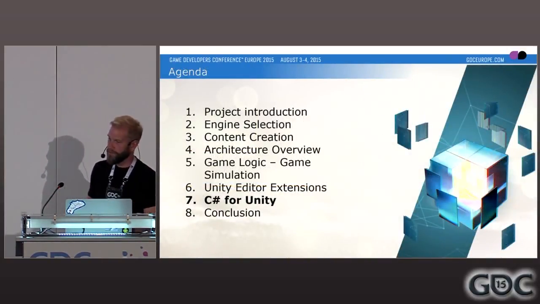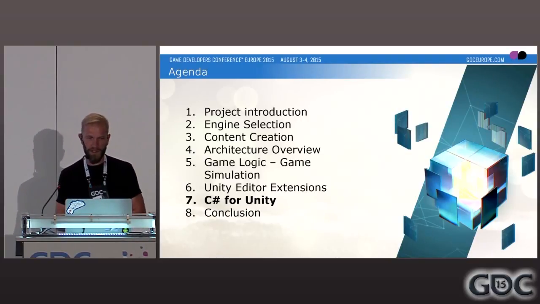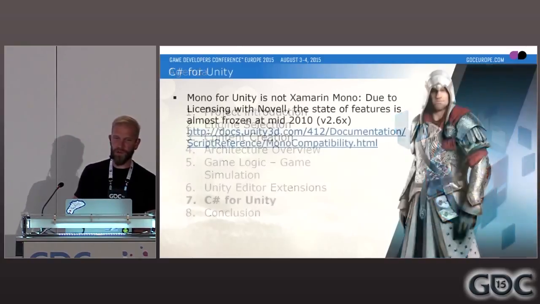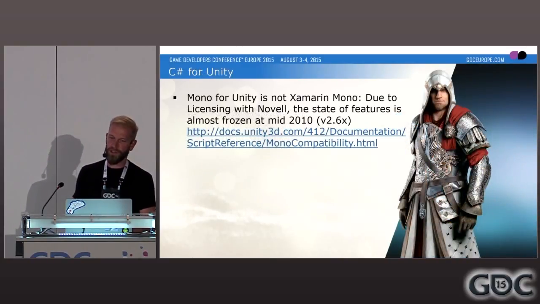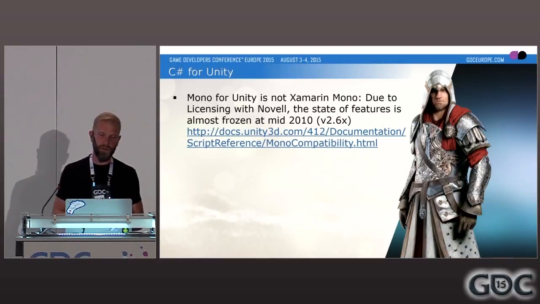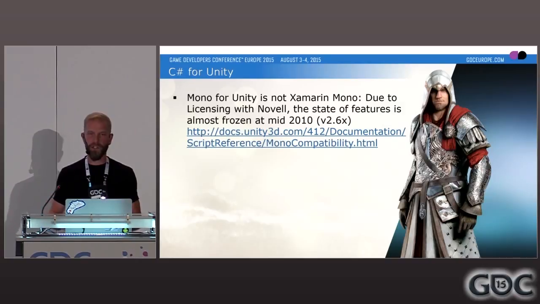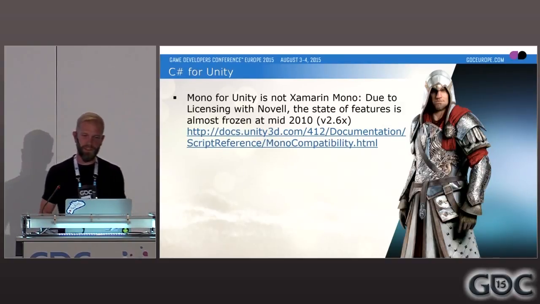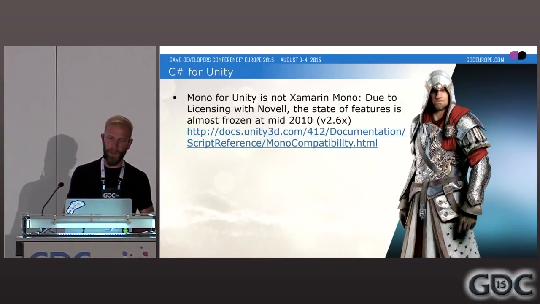So for all this, we had to write a lot of code, and code is usually written in C# for Unity. So it's time to delve a little bit into this stuff. There's one big important part you always have to keep in mind when you talk about C# for Unity: it's not Xamarin Mono. It's not up to date. So the current state of C# for Unity is something like 2010 for Xamarin Mono. And this means it still has a lot of issues that the old version had, and there are some things that you have to work around.